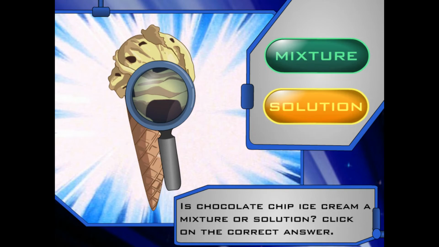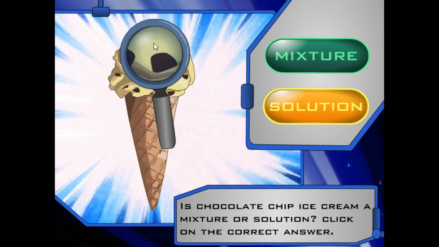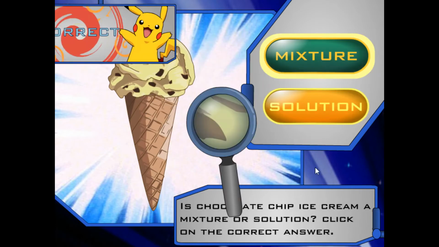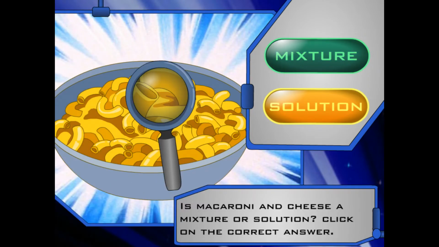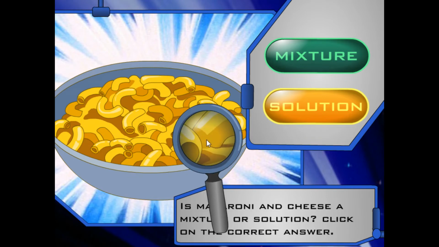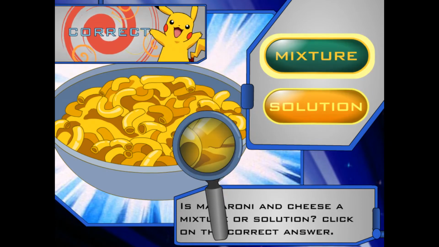Look at the chocolate chip ice cream cone. Is the chocolate chip ice cream a mixture or a solution? Click on the correct answer. Excellent! Look at the plate of macaroni and cheese. Is it a mixture or a solution? Click on the correct answer. Awesome!